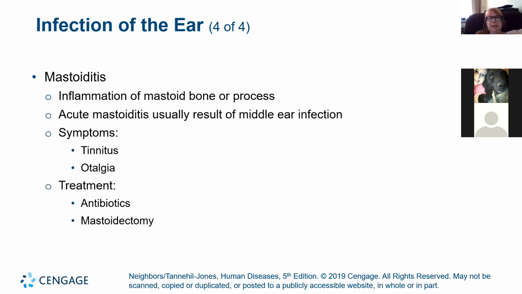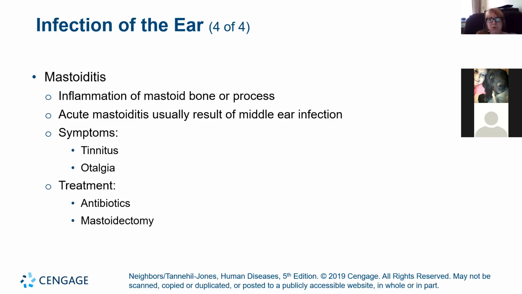Mastoiditis is a little bit more, I don't want to say severe, but what it's talking about is the mastoid bone. It is the top jaw bone. It's the bone that holds your ear in place, basically where the bottom of your ear meets your jaw. That's where the mastoid bone is, okay?